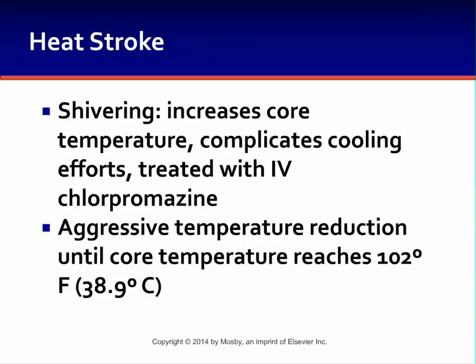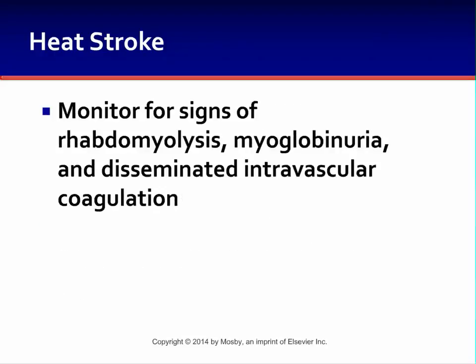Shivering increases the core temperature and complicates cooling efforts, and this is treated with IV chlorpromazine. Aggressive temperature reduction continues until the core temperature reaches 102. Monitor for signs of rhabdomyolysis, myoglobinuria, and disseminated intravascular coagulation. The muscle breakdown leads to myoglobinuria, which places the kidneys at risk for acute failure.